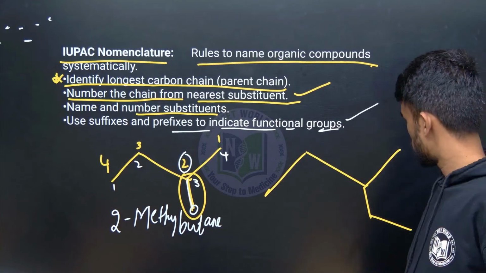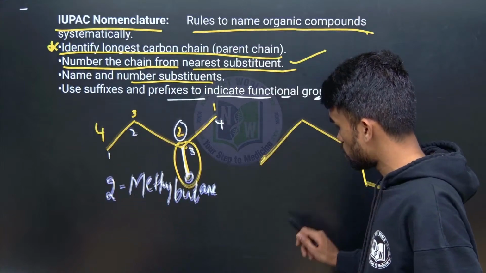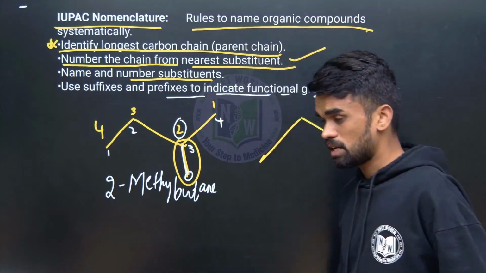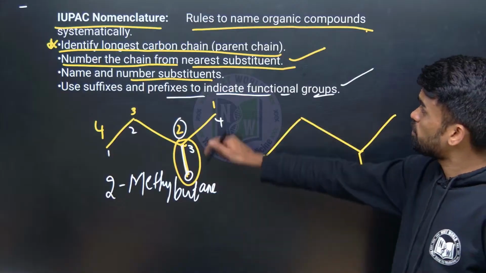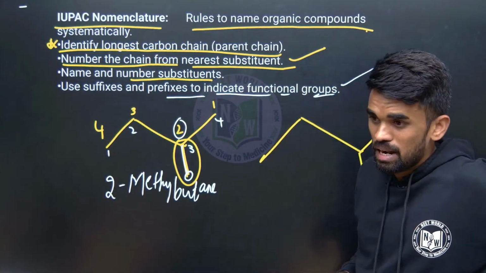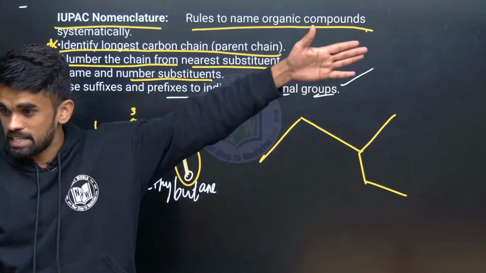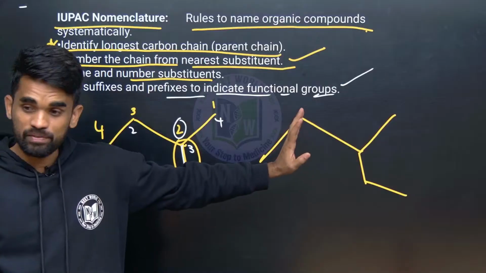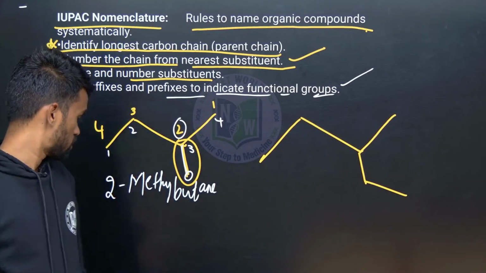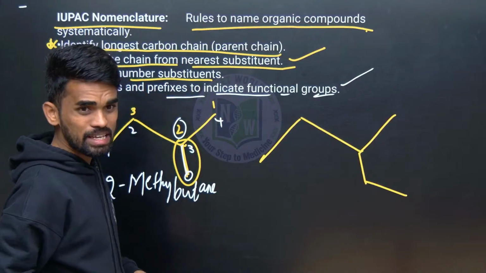2-ethyl. 2-ethyl. This is how people make errors. Tell me, what I told you, what is the first rule? Identify the longest chain. I am not saying identify the straight chain, I am saying identify the longest chain. Which is the longest chain?